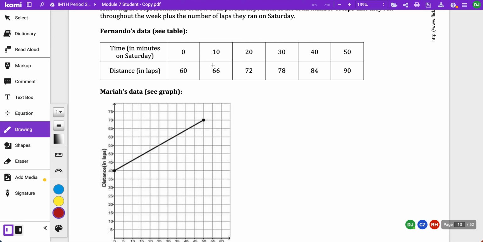What this is illustrating is that Monday through Friday, he ran 60 laps. So when he arrives on the track to run with Mariah, he's already run 60 laps. Then he and Mariah run together, and every 10 minutes he's running an additional 6 laps. As you can see right here, he ran an additional 6 laps, here an additional 6 laps, and here an additional 6 laps. Mariah, on the other hand, when she shows up to run, has only run 40 laps, and then she continues to run together.